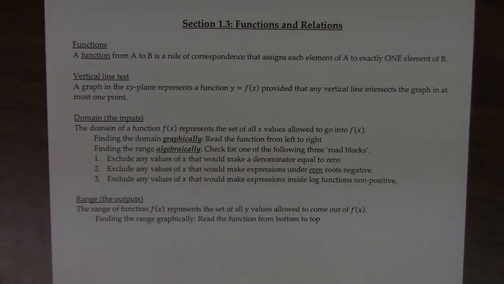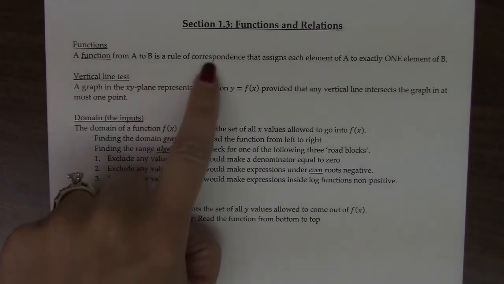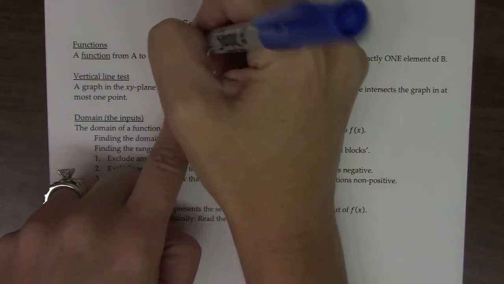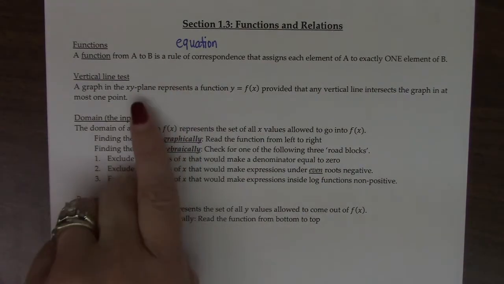Section 1.3 deals with functions and relations. So a function from A to B is a rule of correspondence that assigns each element of A to exactly one element of B. For most of you in this class, the rule of correspondence is going to be an equation, right? But we learn a little bit later that there are other ways we can express functions.